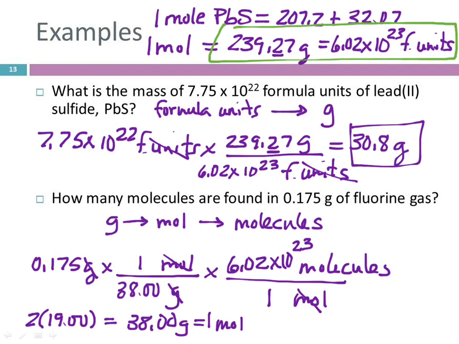0.175 divided by 38 times 6.02 EE23 equals. I didn't really leave enough room. I'll write it down here. This would get rounded to 3 significant figures because of the 0.175. 2.77 times 10 to the 21st, and the only unit left standing is molecules. So that's the number of molecules in 0.175 grams of fluorine gas.